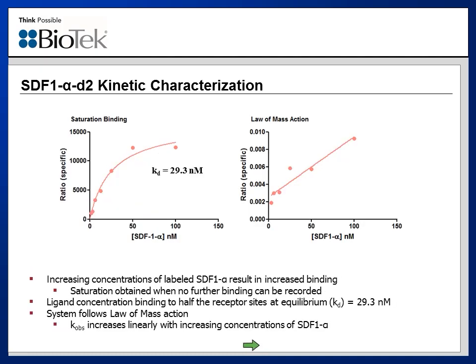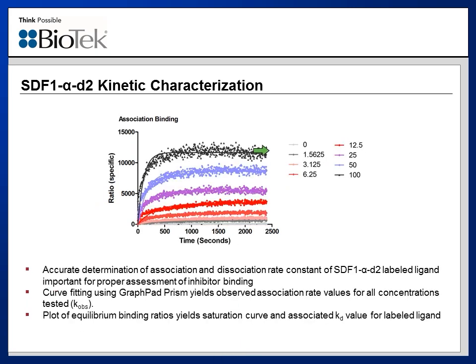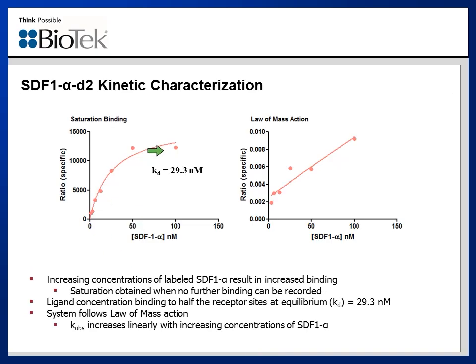The KD value of the ligand can also be determined by plotting the HTRF ratios generated after a binding equilibrium was reached. Again, as I showed here, the final HTRF ratios would be used from this portion of the curve and then plotted here to generate the KD value that is then shown.